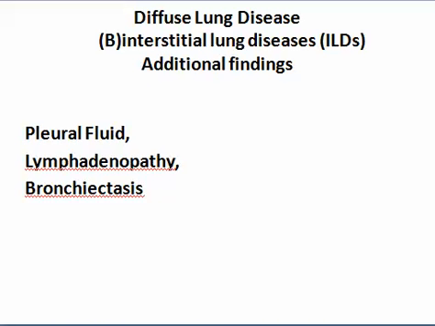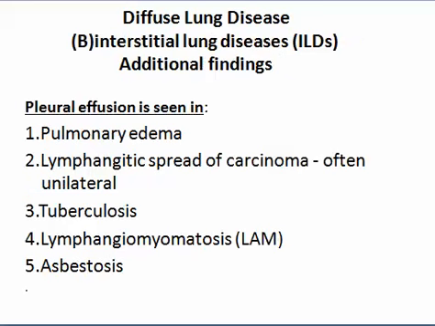I think now you are getting the idea that the interstitial is the land of lymphatics. The land of lymphatics. If you obstruct, you will get fluid. If you infect, you get lymph nodes. And if you fibrose, you get bronchiectasis. When to see pleural effusion? So simple that if you have a patient with pulmonary edema, it will be resolved once effusion starts to occur.